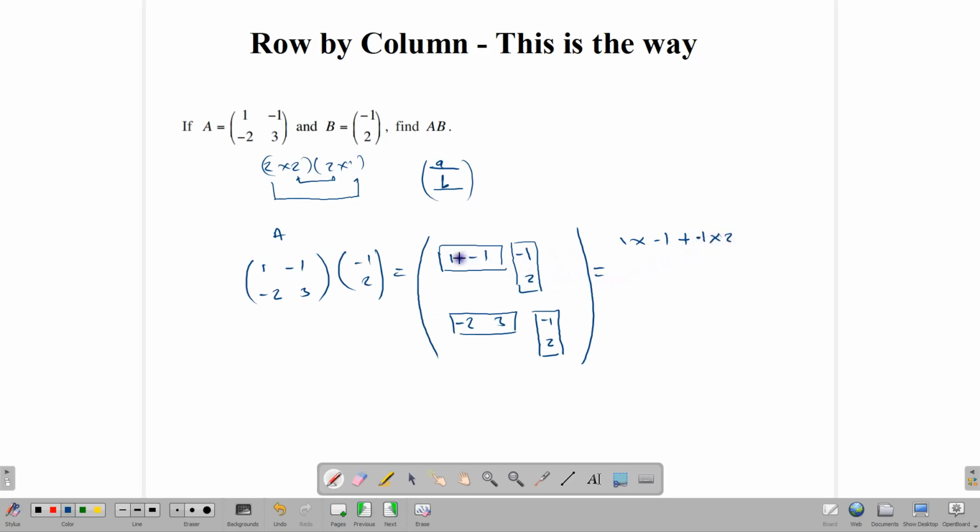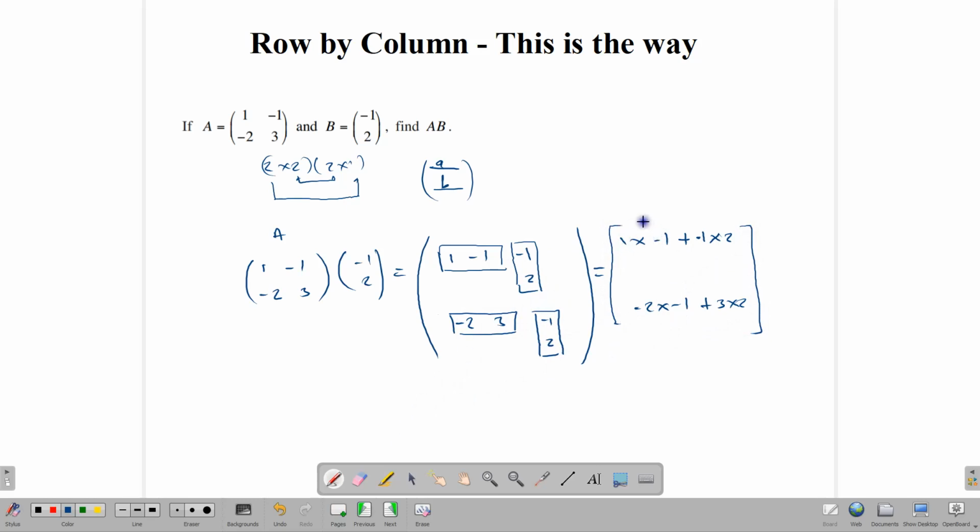All right, now that we've got that, we go down to the other row: -2 times -1 and 3 times 2. So row by column means 1 times -1, there we have it, and then this -1 times that 2. And then row times column, this -2 times that -1, and this 3 times that 2. Once we're finished with that, we can simply do our arithmetic and get our answer.